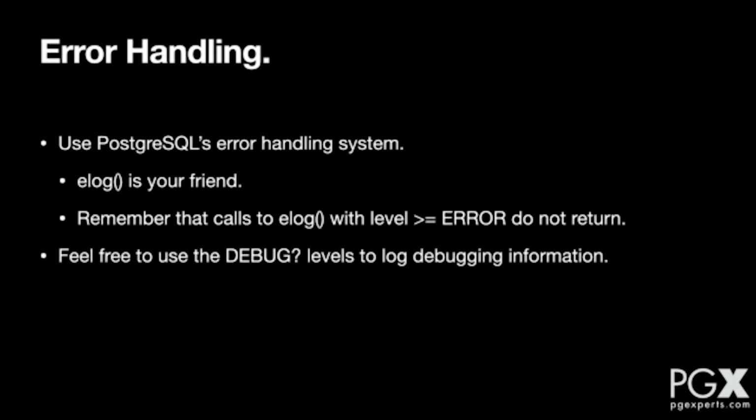You can also do debug logging. There's a debug 1 through 5 error levels, which are normally not turned on in Postgres in most installations. So you can turn those on and generate reams of your own debugging output.